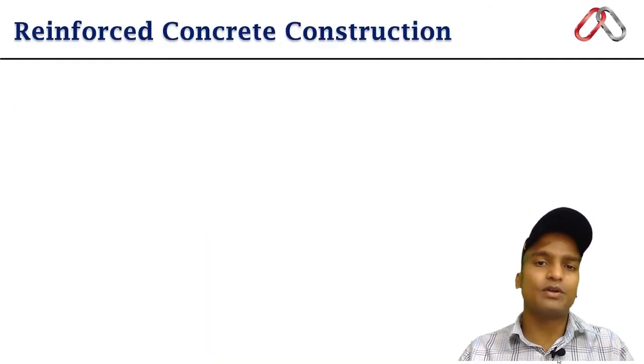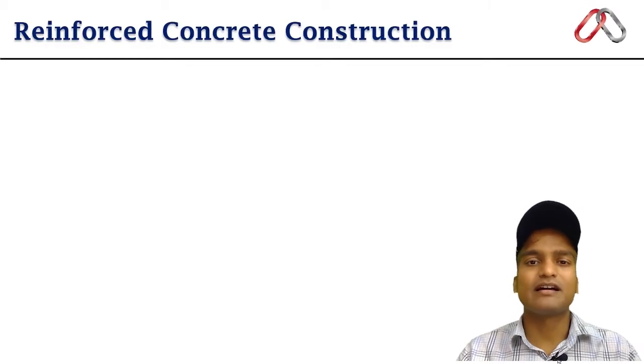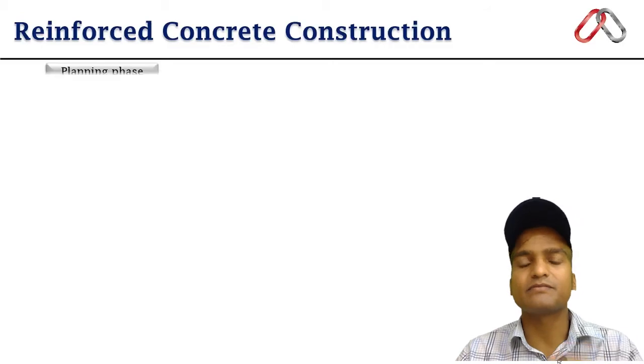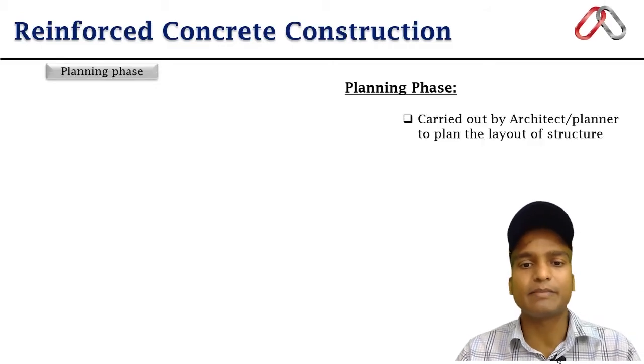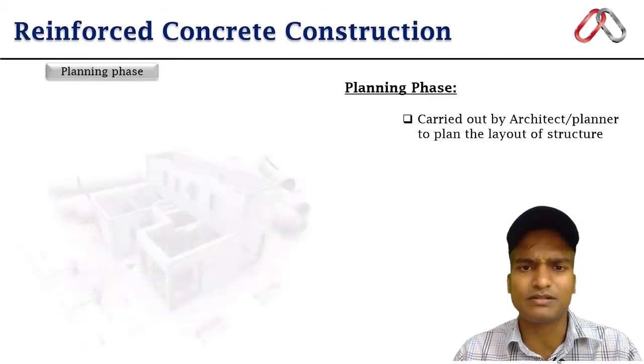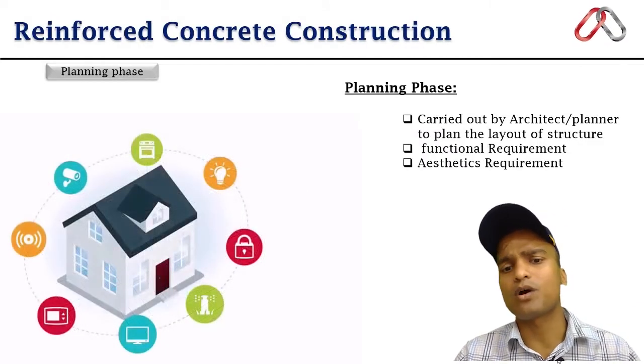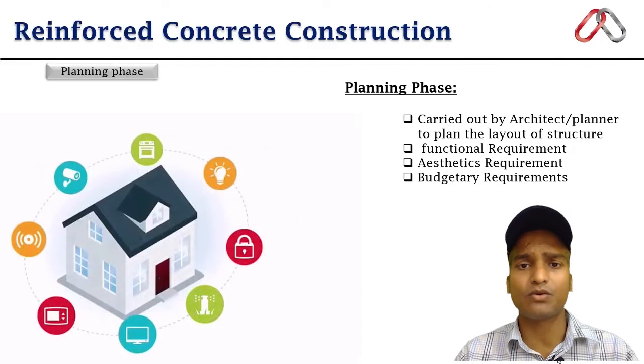Alright, so if you are going to build a house, what is the first phase? The first phase is the planning phase, which is carried out mostly by the architect planner to plan the layout of the structure. The architect meets the requirements of the client, like functional requirements, aesthetic requirements, and budgetary requirements. This budgetary requirement is most important.